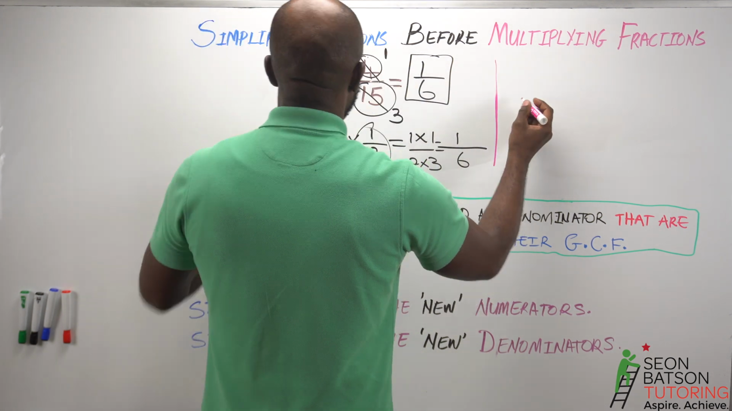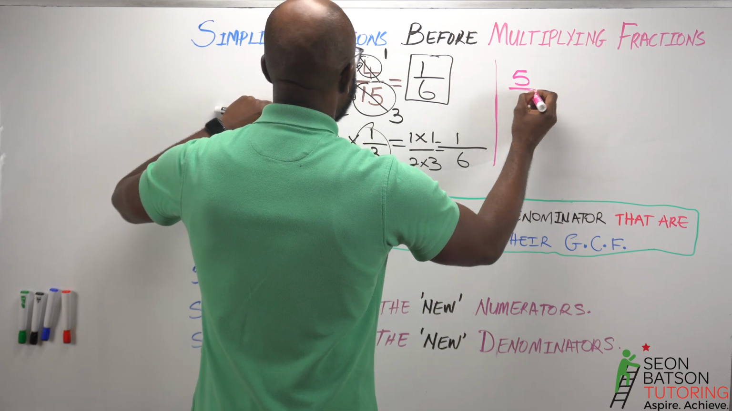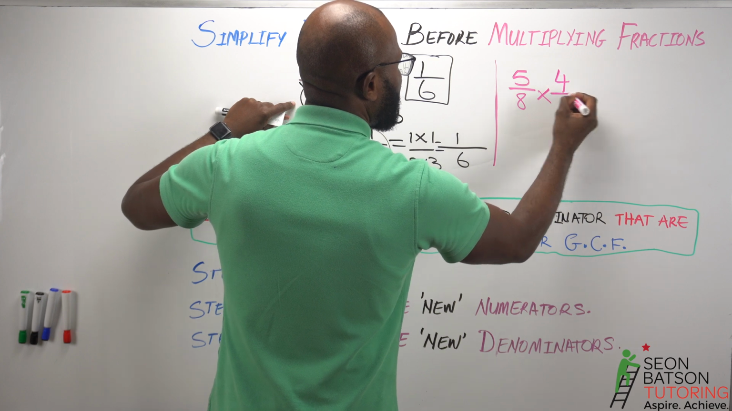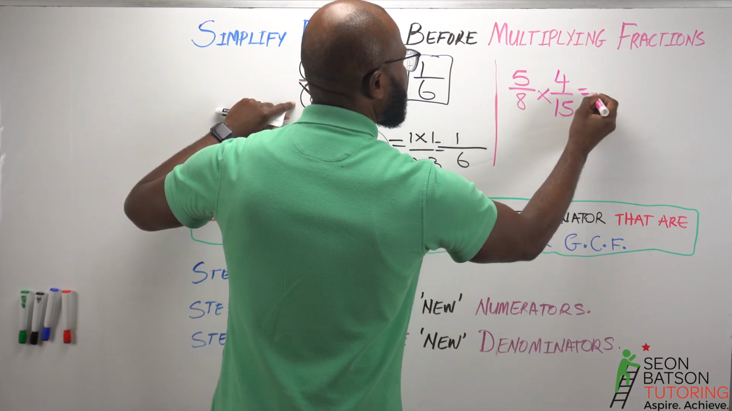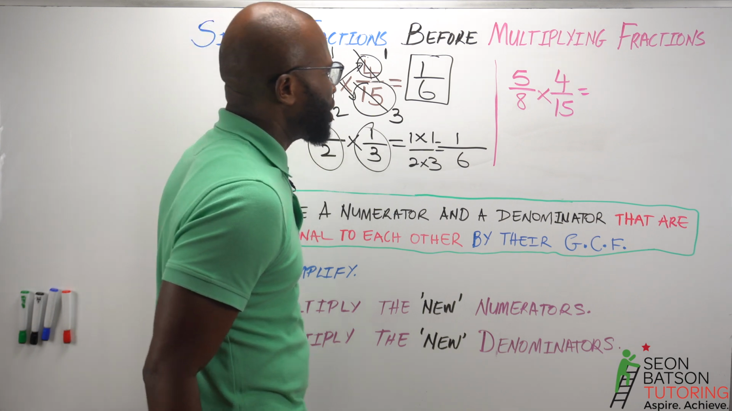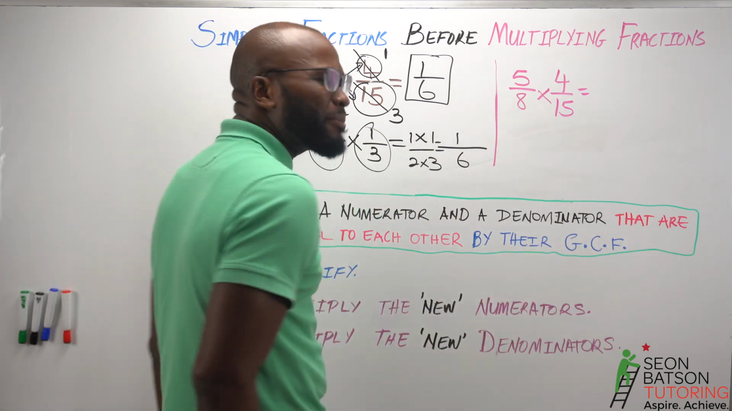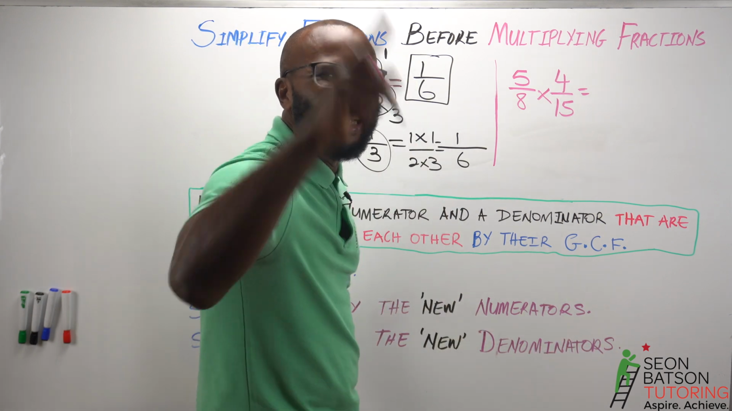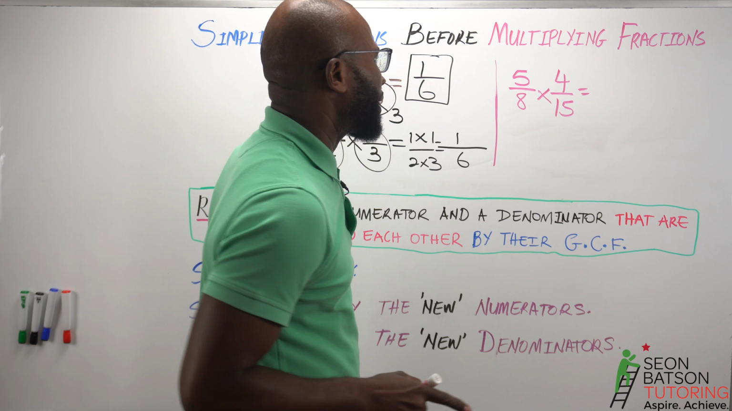Now, I know somebody is there saying, well, why am I going to simplify when I can just multiply? Now, let me show you the difference if you were to skip over the simplifying step. Let's say we have 5/8 times 4/15. And my smart friend right there is saying, I'm not going to simplify. I'm going to just go straight ahead and multiply. Let me show you why. You should always simplify before you multiply.